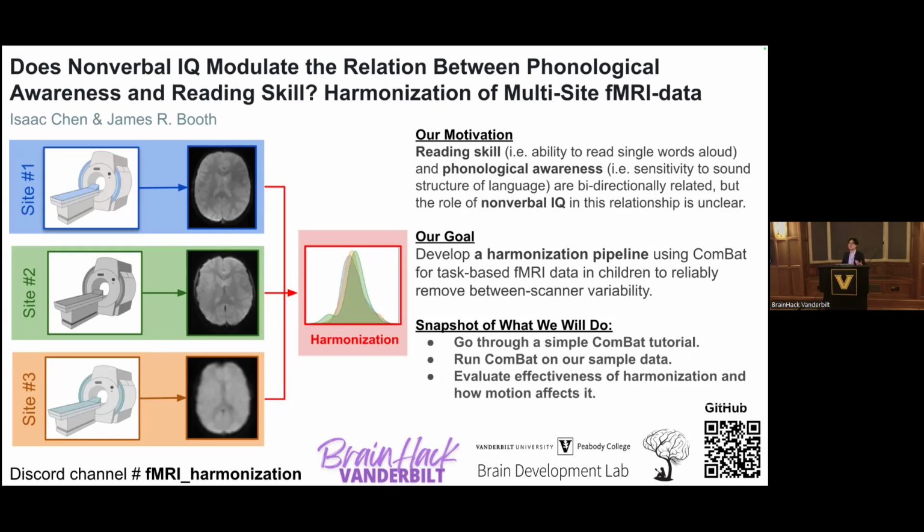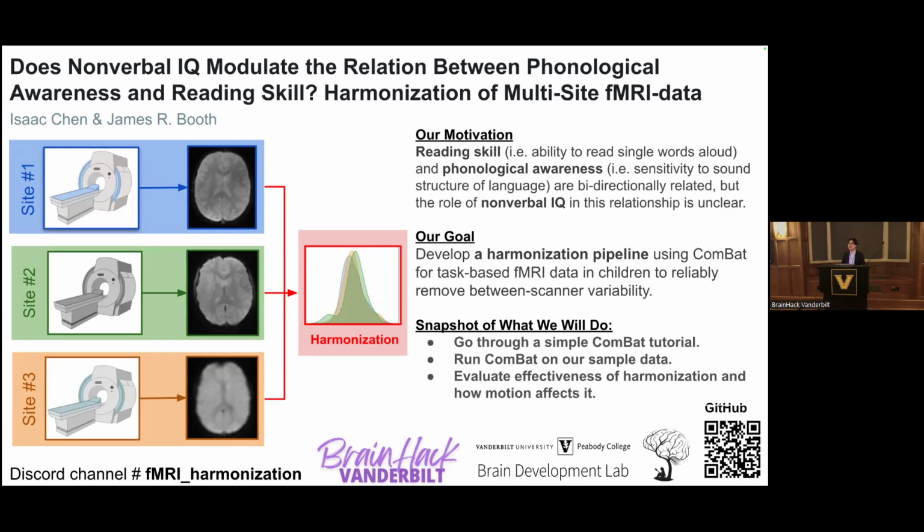And so that leads us to our project here at BrainHack Vanderbilt. Our goal is to develop a harmonization pipeline to remove between scanner variability and to ensure that we have reproducibility and trust in our later downstream analyses. The tool that we hope to use for this harmonization is called Combat. Combat is a tool that originated in genomics to remove between lab variability in terms of how they process their cell samples.